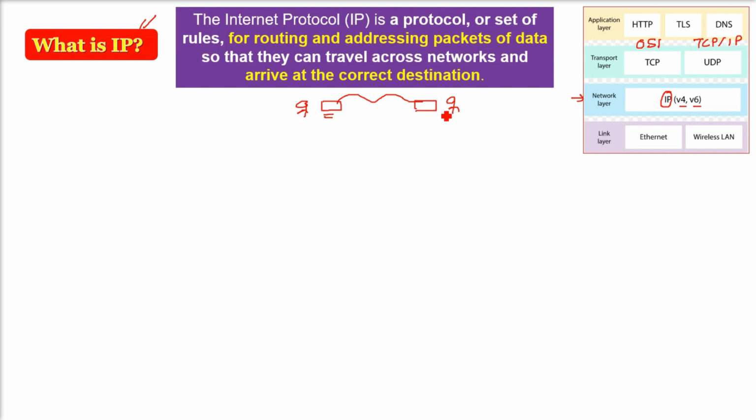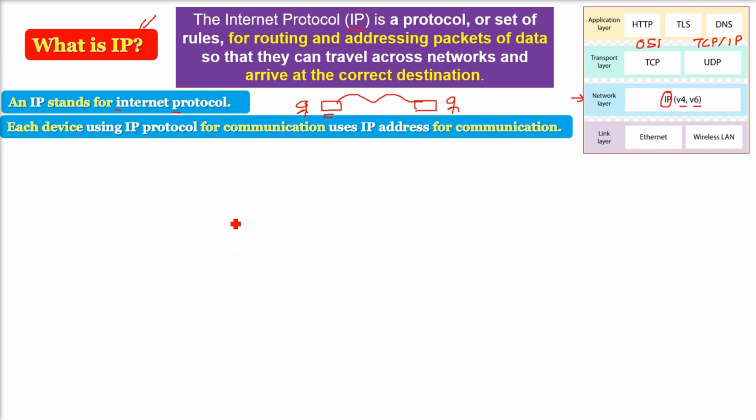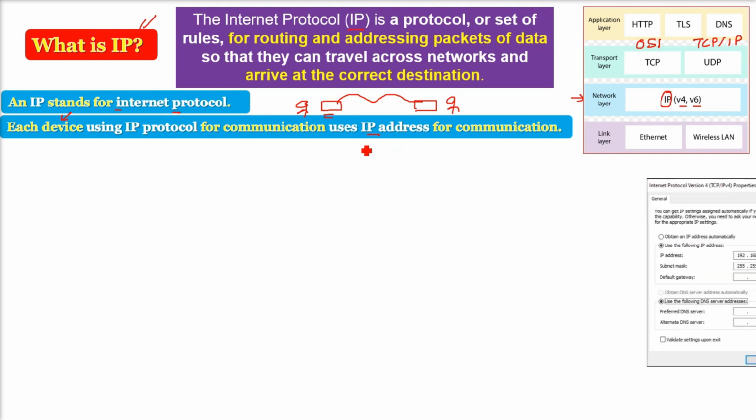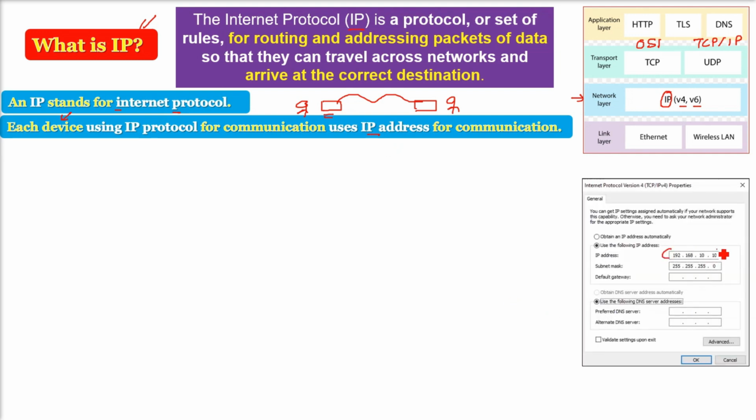That is, this Internet Protocol is nothing but the set of rules or guidelines so that the data can travel from one network to another. So IP stands for Internet Protocol. Any device which is employing the Internet Protocol for communication uses an IP address for communication. This Internet Protocol is one of the protocols in the layer stack, and it defines how to communicate, and that comes down to the IP address.